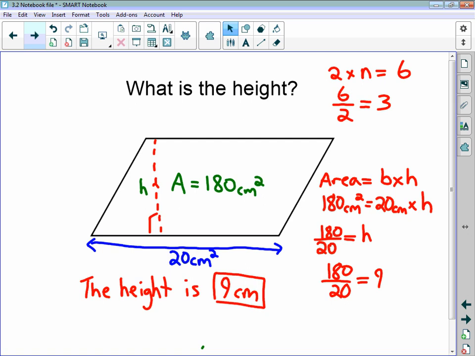And that is about it for parallelograms. So parallelograms are really just tilted rectangles, and we can find their areas by taking the base, the measurement of one side, and timesing it by the height, or the perpendicular distance from that one side to the other side. That is that.